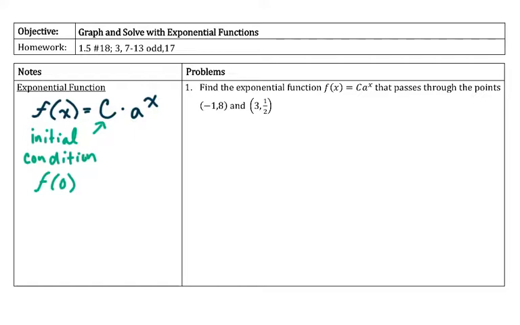So whatever happens when x is equal to 0, and then a is your rate of change. And that rate of change is always based off of 100%. So if you see something has a rate of, let's say, 1.2, that is having an increase of 20%.